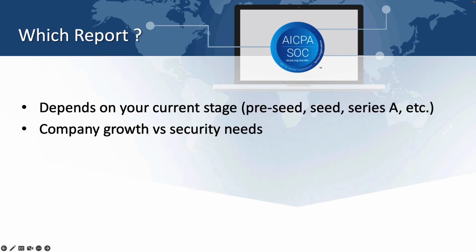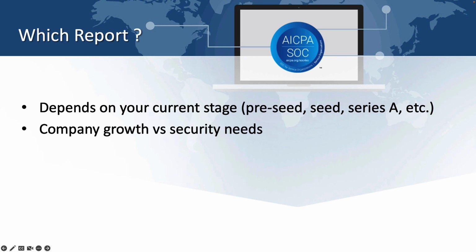All right, so now as a company, you might ask, which report do I need? The need for security, of course, will exponentially grow with the growth of your company. So whether you're at a pre-seed stage or seed stage, Series A, B, C, etc., it can help you define what you need in terms of SOC. At minimum, it is recommended that seed companies upgrade their internal controls and Series A companies implement SOC 2 Type 1. So at least start with SOC 2 Type 1.